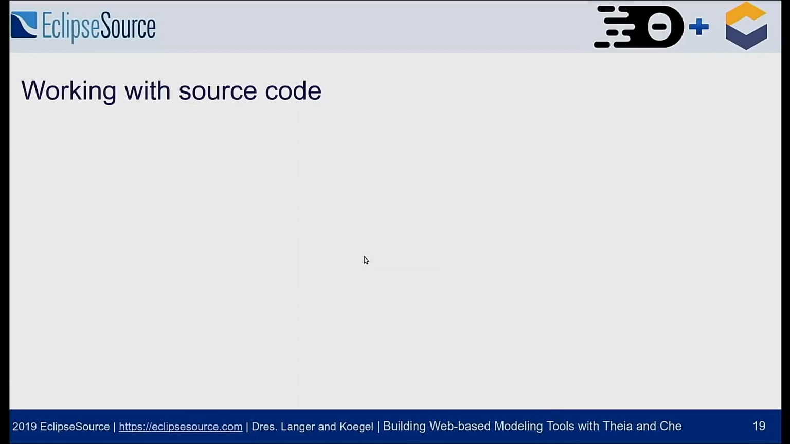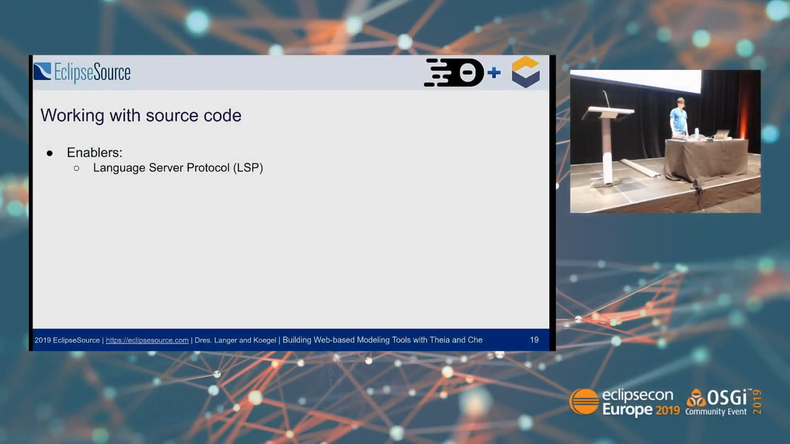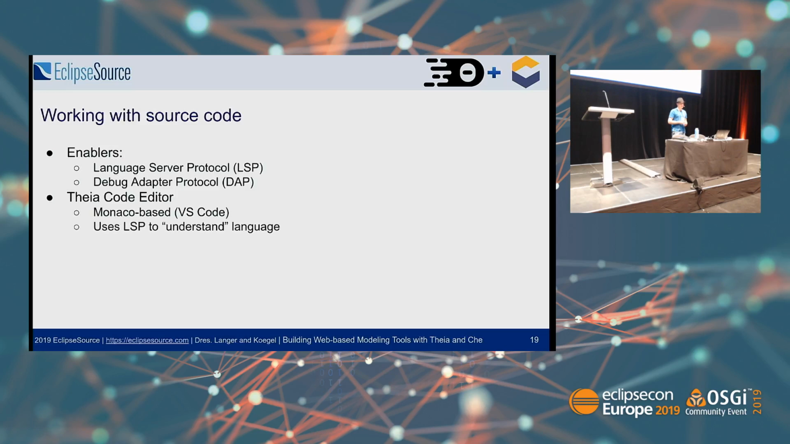Now, working with source code is already also well supported in Theia. The enablers for that are two, the LSP that we talked about earlier already, and the debug adapter protocol. So Theia ships with a code editor that's based on Monaco, which is also the same editor that ships with VS Code. And this editor is LSP enabled. So as soon as you have an LSP server for a particular language, in our case for Java, this editor is able to provide you with syntax highlighting, with auto-completions, with refactorings, and the like. Basically, this editor uses the LSP server to understand the language.